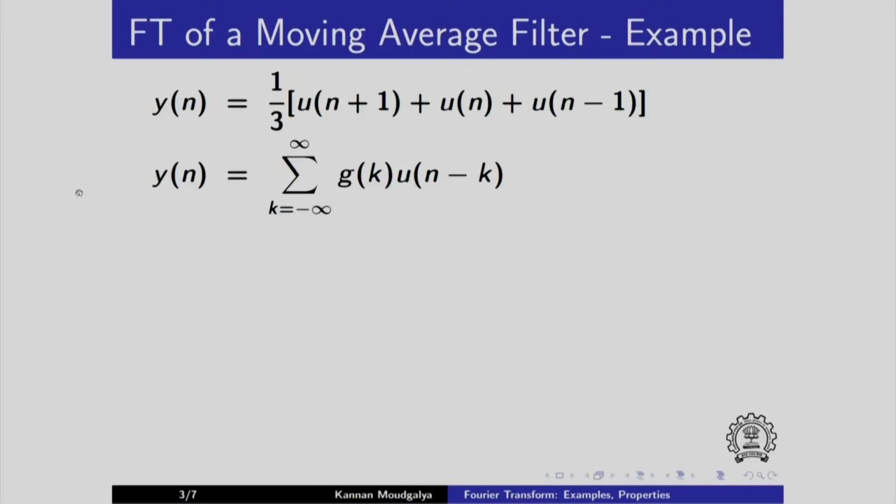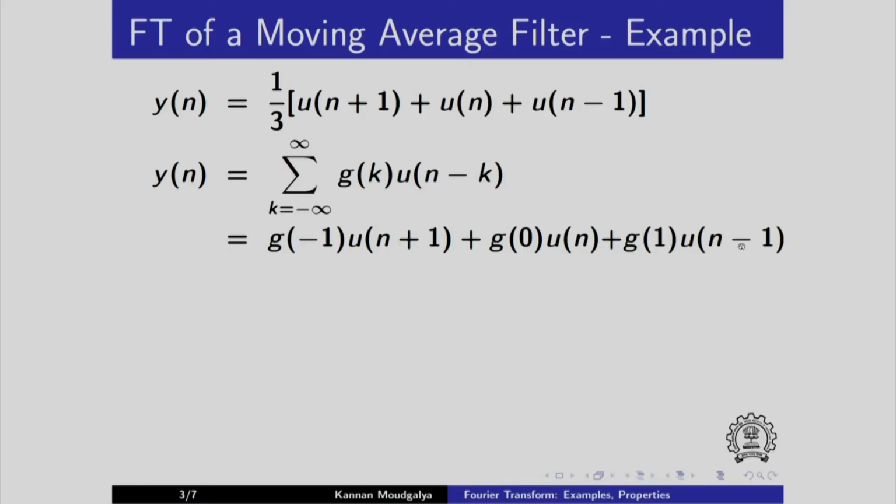Recall the convolution expression. Now I would want to find the expression for g of k. The filter produces this output. The question I am asking is, what is the impulse response of the filter? That is given by g[n]. So can I find g[n] given this expression? For that I expand it: g of minus 1 into u of n plus 1. Remember, when I add these two arguments I get this n, the argument rule. Then g of 0 into u of n, then g of 1 into u of n minus 1.